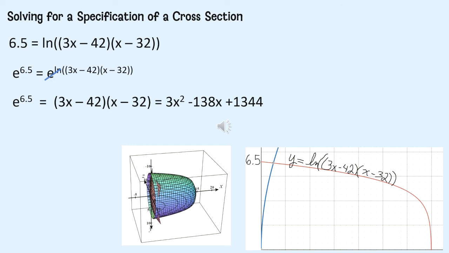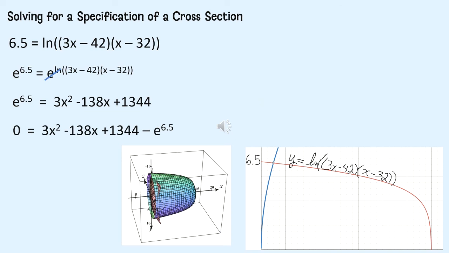That gives me e to the 6.5, which is some constant, equal to what was plugged into the natural log, 3x minus 42 times x minus 32. If I FOIL out or multiply out 3x minus 42 times x minus 32, 3x times x is 3x squared, 3x times negative 32 added to negative 42 times x gives me a middle linear term of negative 138x, and negative 42 times negative 32 is positive 1,344. So I have this constant, e to the 6.5. It is some number set equal to 3x squared minus 138x plus 1,344.